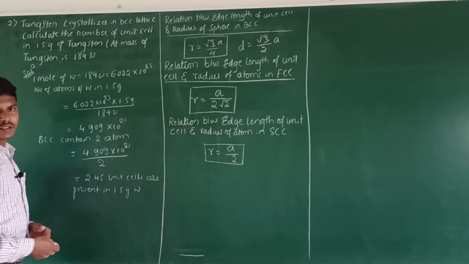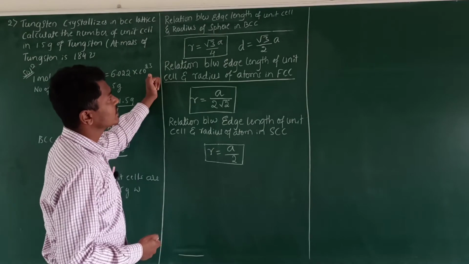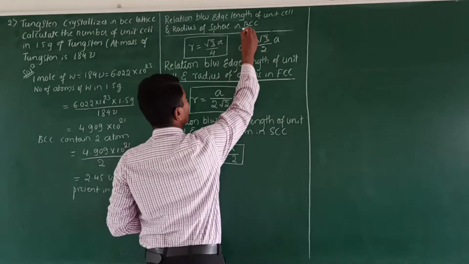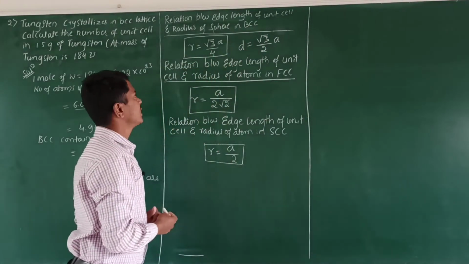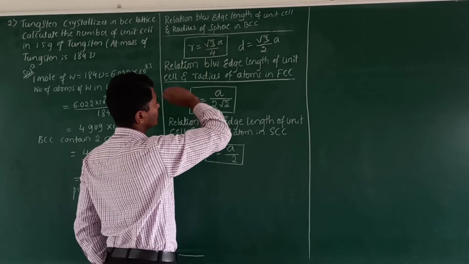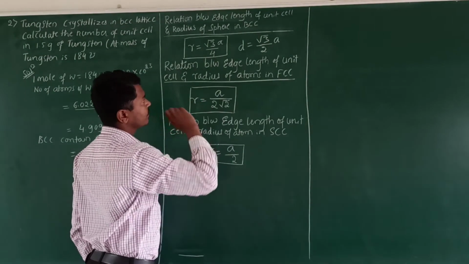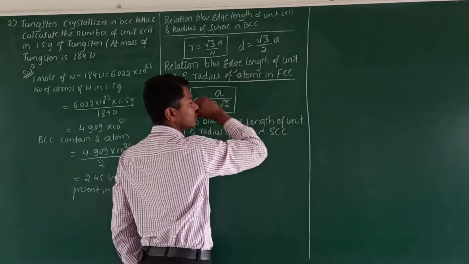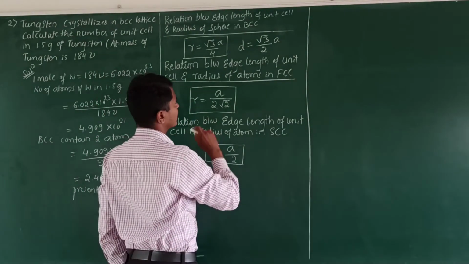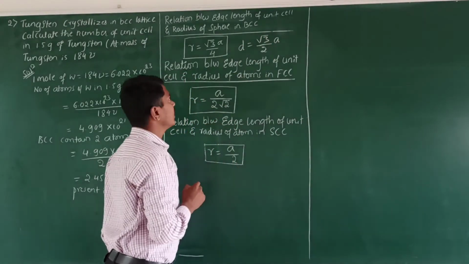Okay. We have some formulas in that: the relation between the edge length of the unit cell and the radius of the spheres in case of what? Body centered cubic unit cell. That is, the relation is radius is equal to root 3 into a divided by 4. Similarly, the diameter of the spheres is equal to root 3 divided by 2 into a.